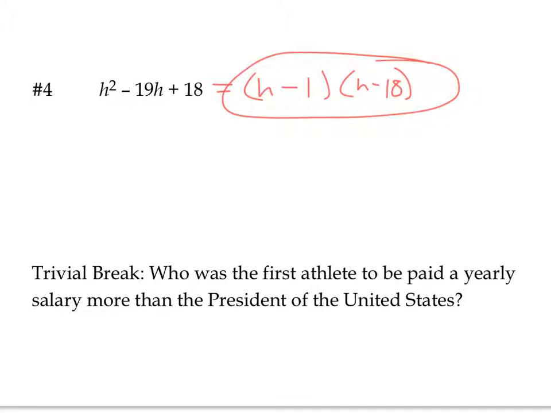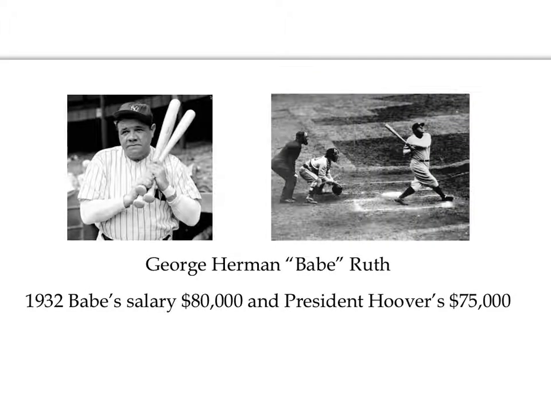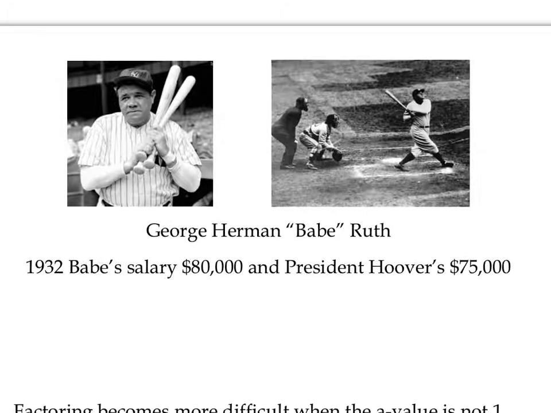Take a little break for some trivia. Who was the first athlete to be paid a yearly salary more than the President of the United States at that same time? The first athlete to be paid more than the President for a year was Babe Ruth. In 1932, he was paid $80,000 by the New York Yankees, and President Hoover was paid $75,000. He was famously asked why he thought he should be paid more than the President. He said, because, quote, I had a better year. And he very, very well may have.